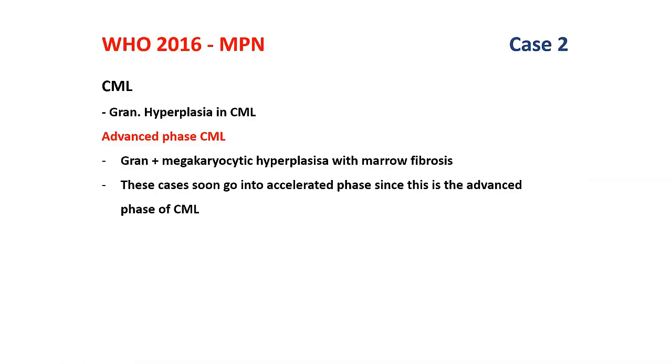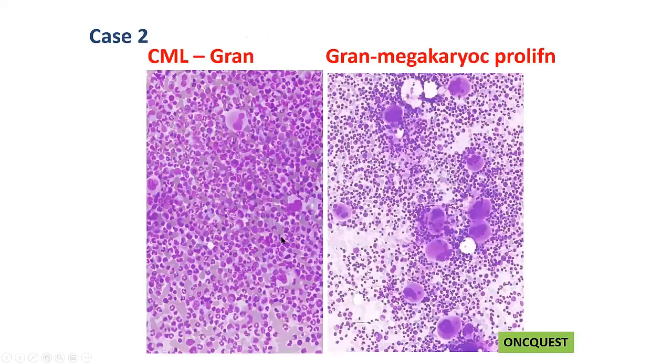So the differential diagnosis, I think, is very, very nicely taken by all of you. And many of you have written granulocytic megakaryocytic hyperplasia or the advanced phase of CML. And the differential diagnosis, of course, is primary myelofibrosis. So what we have to do in such cases is BCR-ABL. See, it is essential to diagnose CML before we institute imatinib. So had we done BCR-ABL, the diagnosis becomes clear. In CML, BCR-ABL will be positive. In PMF, JAK2 or CALR will be positive.